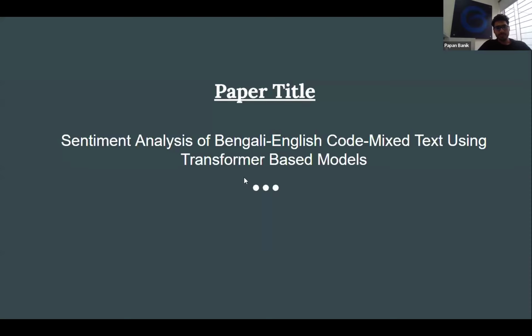I'm a graduate student from Chittagong University. My paper is Sentiment Analysis of Bengali English Code Mixed Text Using Transformer-Based Models. In this paper, I try to analyze how I can apply a transformer model for sentiment analysis of Bengali English code mixed text.